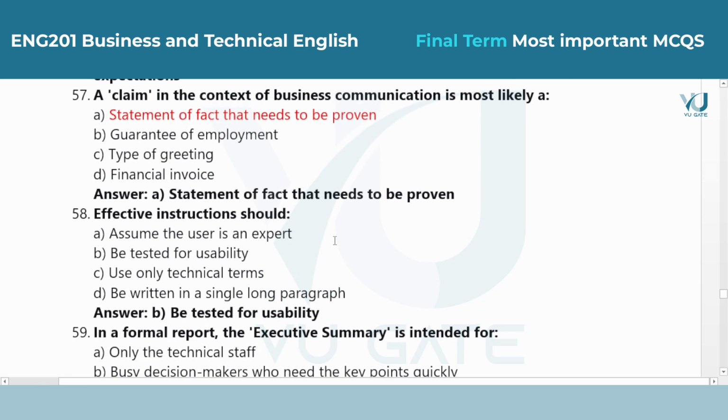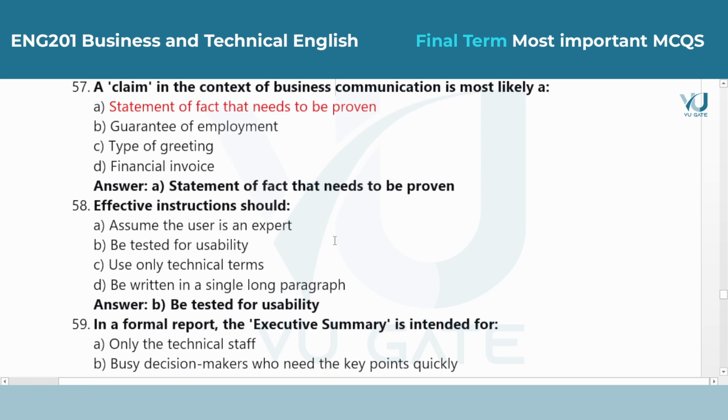57. Question. A claim in the context of business communication is most likely a. Answer. A statement of fact that needs to be proven. Concept.